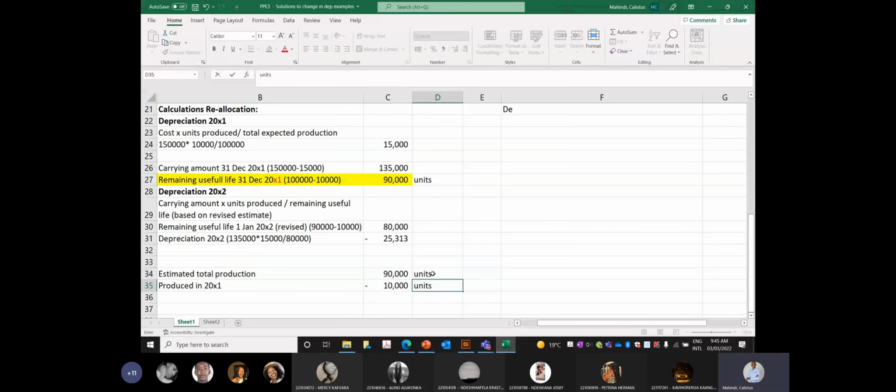What would be the remaining production? The remaining total production would be 80,000 units, right? In 20X2, from 20X2. Are we together there?